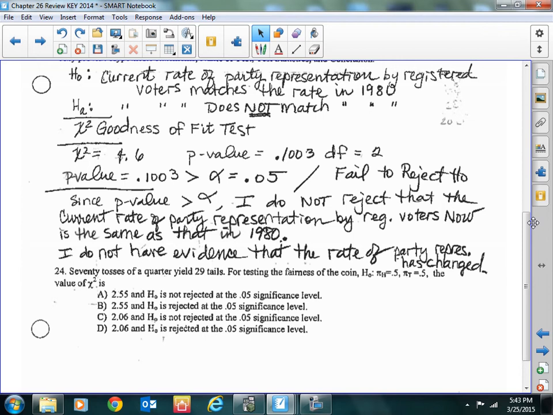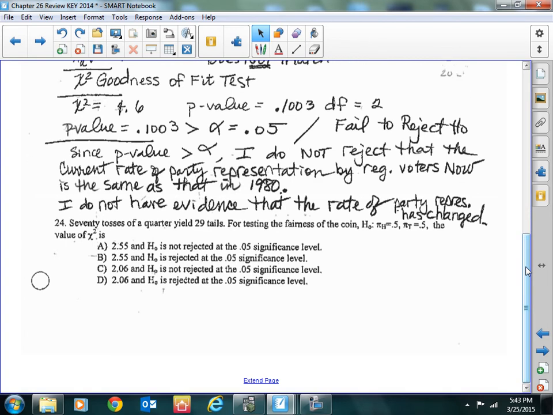Goodness of fit test, chi-squared, I ran. I put them in list 1 and list 2 and ran a chi-squared goodness of fit. Chi-squared of 4.6, p-value 0.1003 with degrees of freedom 2. That came from 3 categories minus 1. The 3 categories were Democrat, Republican, and other. So that p-value is greater than alpha, so I fail to reject. I do not have evidence that the rate of party representation has changed.